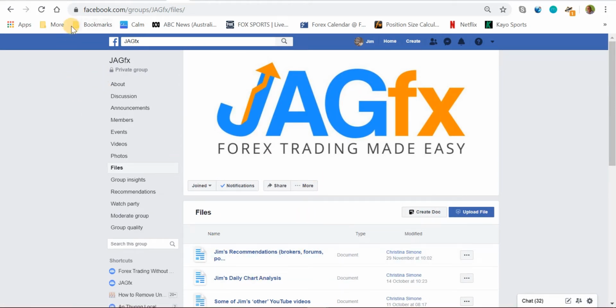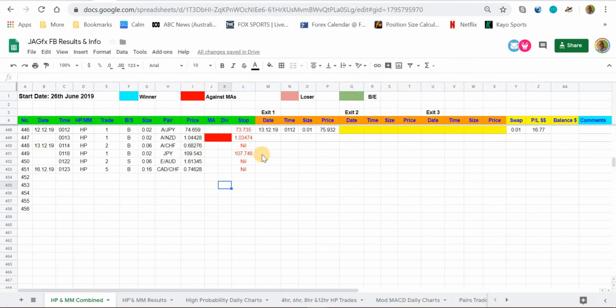All right, moving right along, we'll go to the spreadsheet and have a look. Now, I call my trades every day in the Facebook group, except not today because there wasn't any. And I go to the spreadsheet here. So I've got a few spreadsheets down the bottom here. HP, high probability, and mod MACD, MM combined. So it's on this one. This is the current spreadsheet we're doing. We've been doing it since the 26th of June 2019 on the daily charts only, up to trade 451.